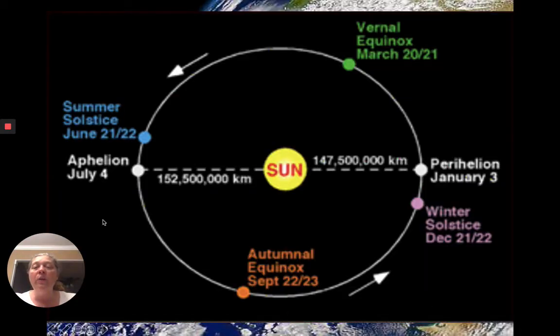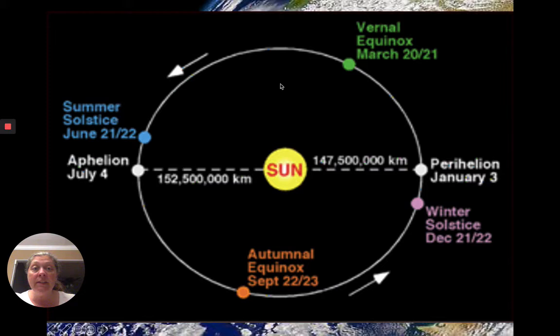Okay, so here's a nice diagram relating what we did in elliptical orbits versus what we're going to do now regarding the tilt of the Earth. So as you remember, at perihelion, which occurs around January 3rd, we are closest to the sun, and at aphelion, we are furthest from the sun, and that occurs around July 4th.